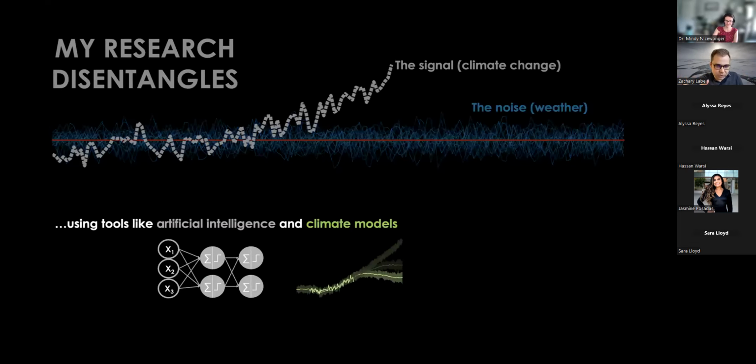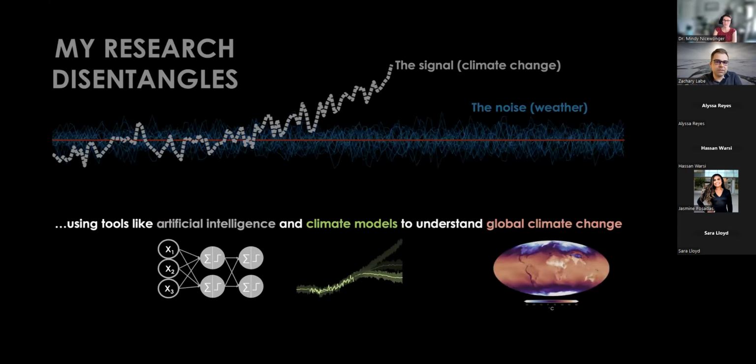I'm mostly a modeler, so I work on the computer all day long, and I've recently been getting into things like machine learning and artificial intelligence. The way I use it is as a statistical tool to try to extract those climate change signals from the noise. And I use data sets like climate models, and I use things like observational data sets. And I'm really interested in global climate.